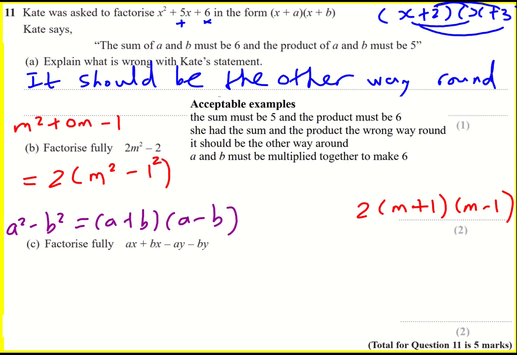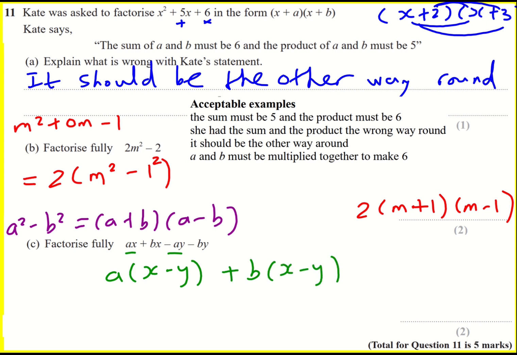In C, we're asked to factorize fully this. Right, how to do it? Two ways we could do it. You could notice that there's an ax and an ay, and factorize out the a, write it as a times x minus y. And then similarly, there's a bx and a minus by, so there's going to be a b times x minus y.